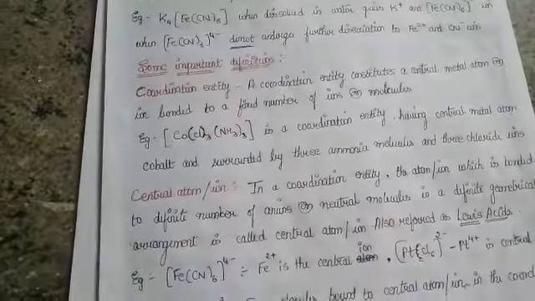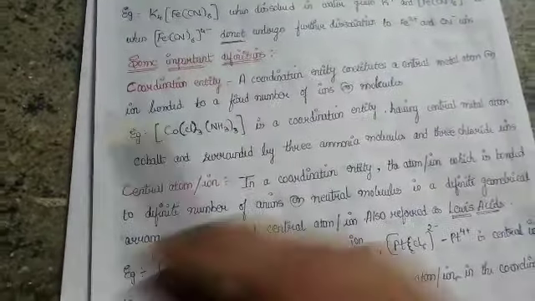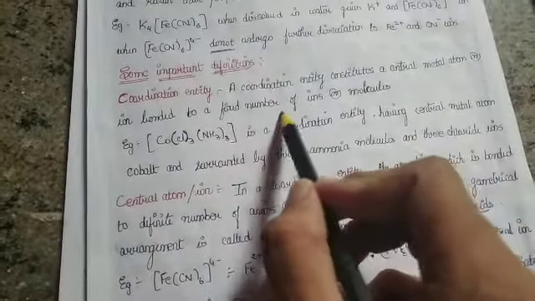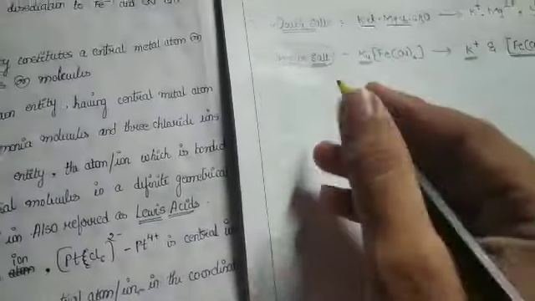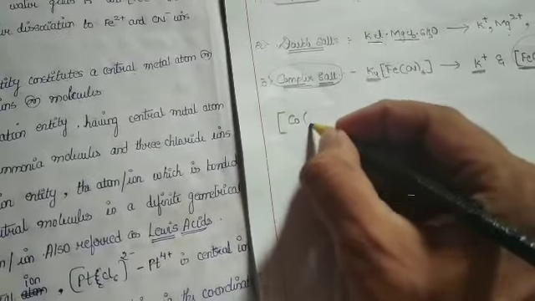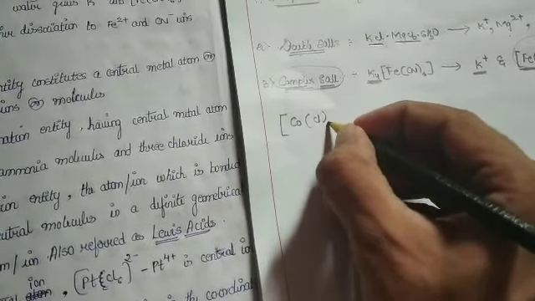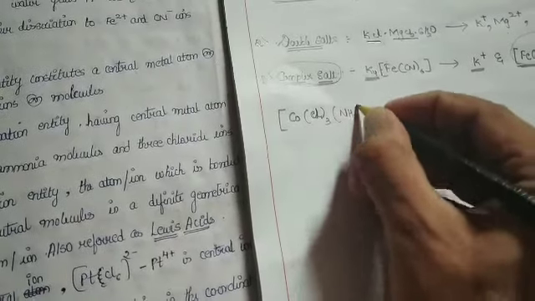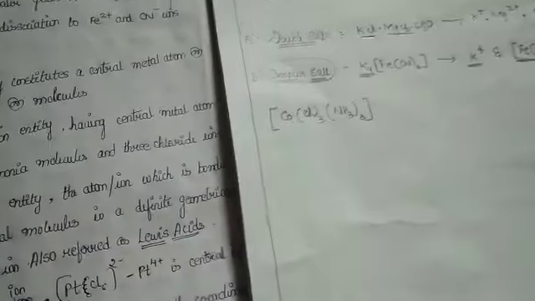So the first one is called a coordination entity. By the name itself, it constitutes a central metal atom which is bonded to a fixed number of ions or molecules. Let me go with an example. In this example, we have cobalt bonded to Cl, that is chloride, and to ammonia, NH3, thrice. You are able to see it over here.